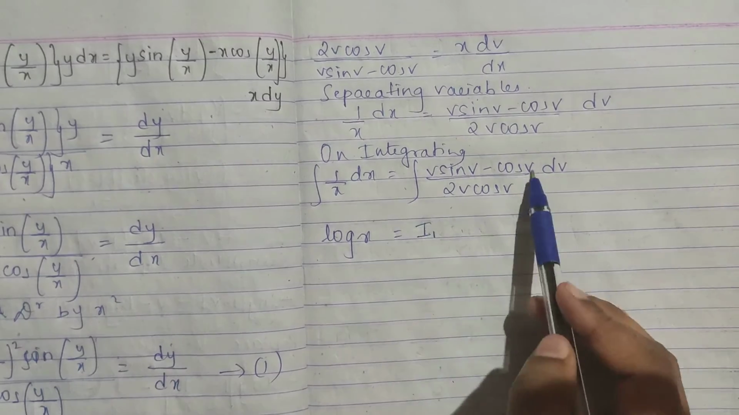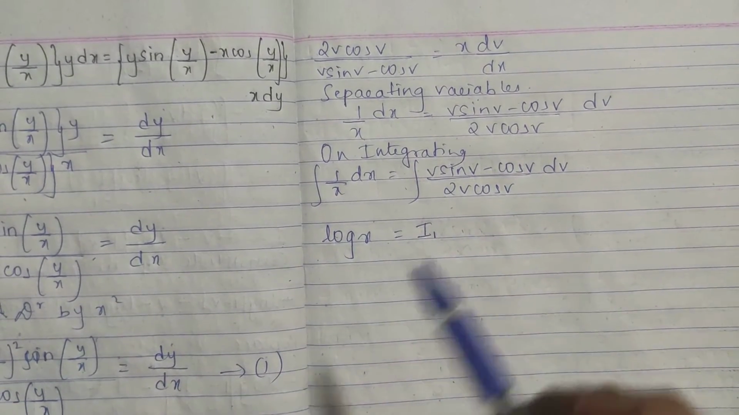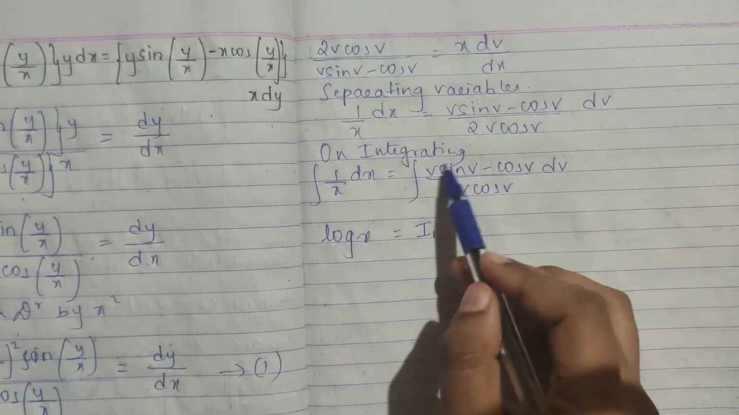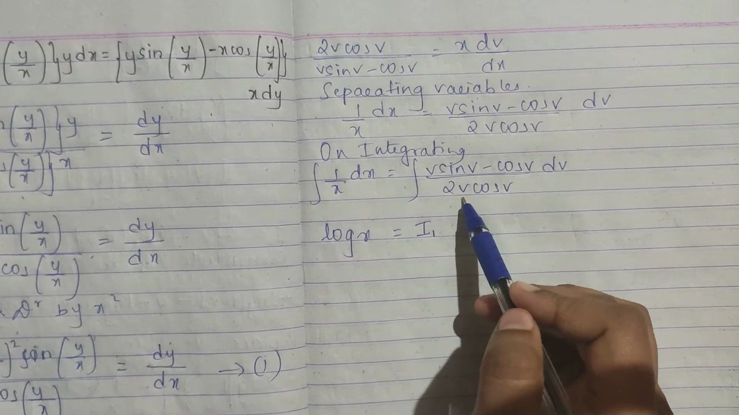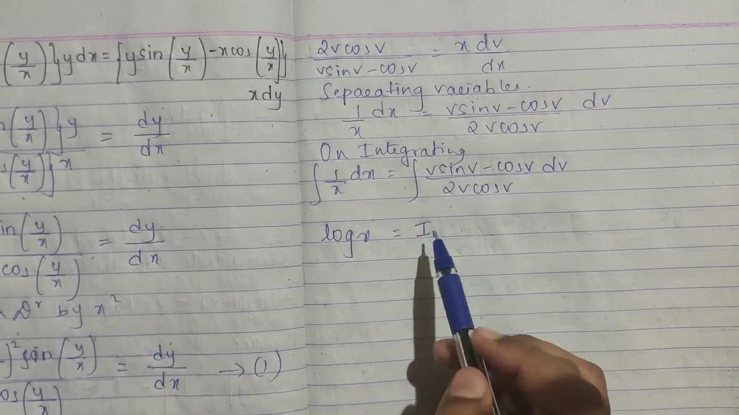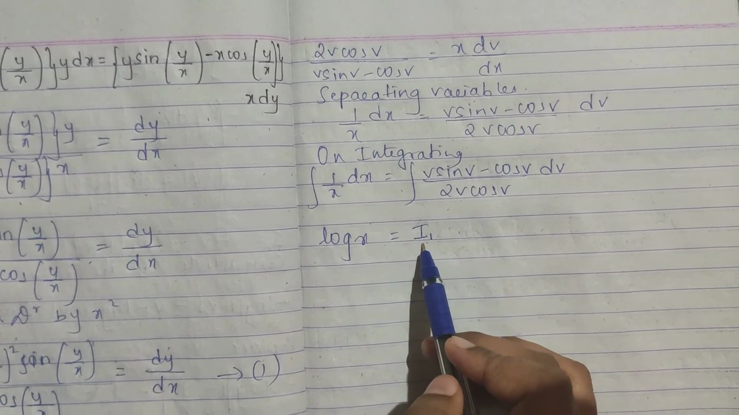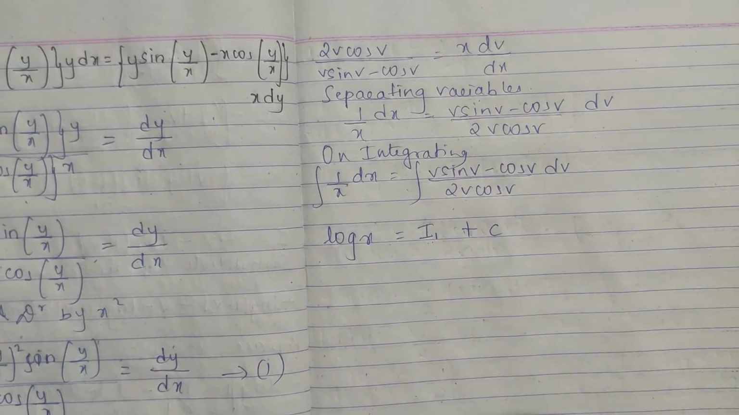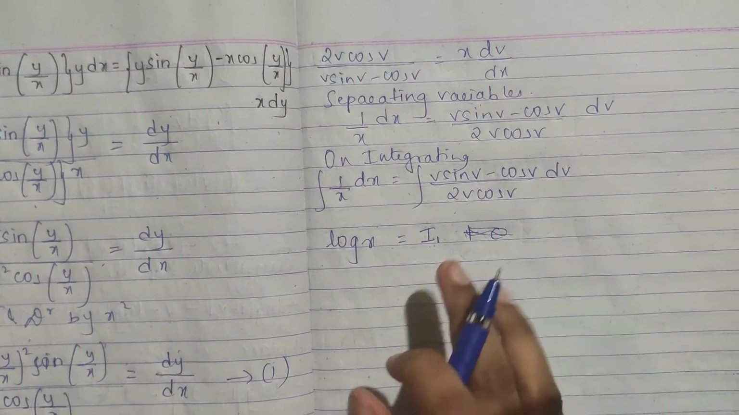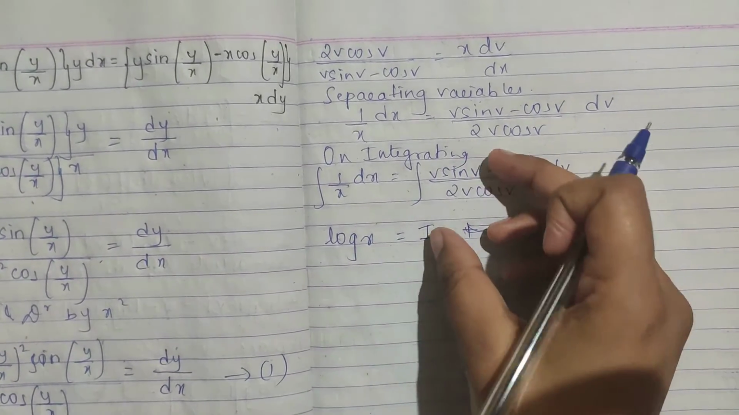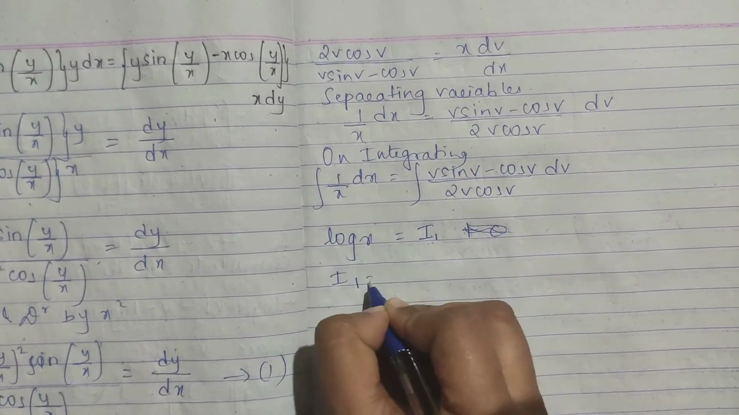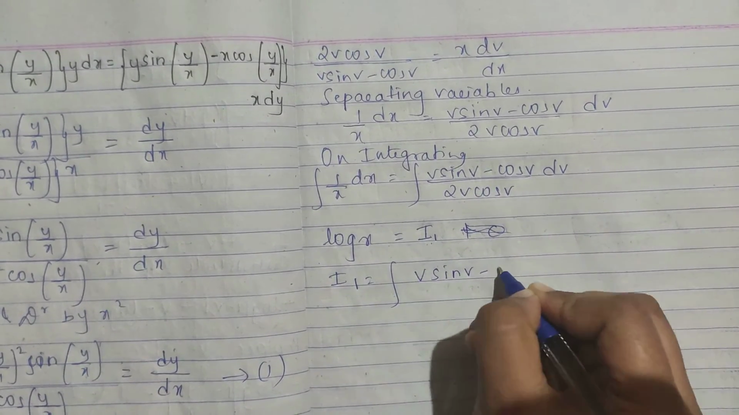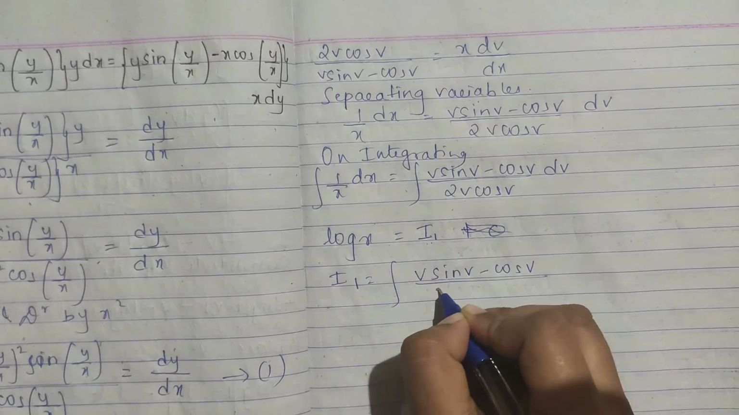See here also, one method you see is, if you differentiate this part you will get the same as the numerator part. This is one method. So take this as I1 for the time being, plus c. We will not take c now, I will show you how later. So we are taking this as I1. So consider now I1. I1 is what? Integrating v sin v minus cos v whole divided by 2v cos v.